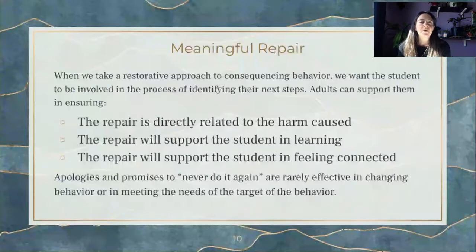Second, I think about, will the repair steps the student is doing support them in learning? This might be because they develop empathy for targets of bullying or those who have had to intervene when bullying is occurring. This could also look like a commitment to closing a skill gap or a knowledge gap that might be contributing to their behavior.